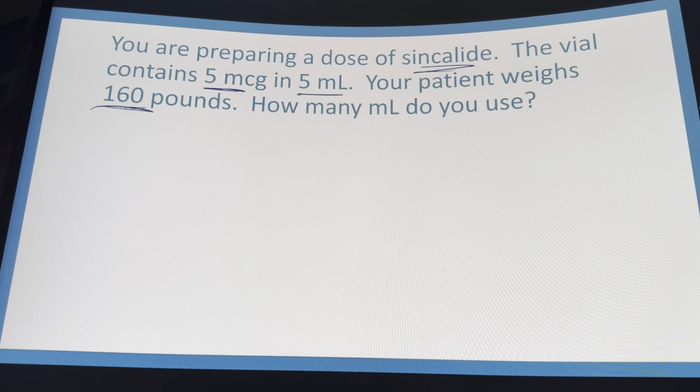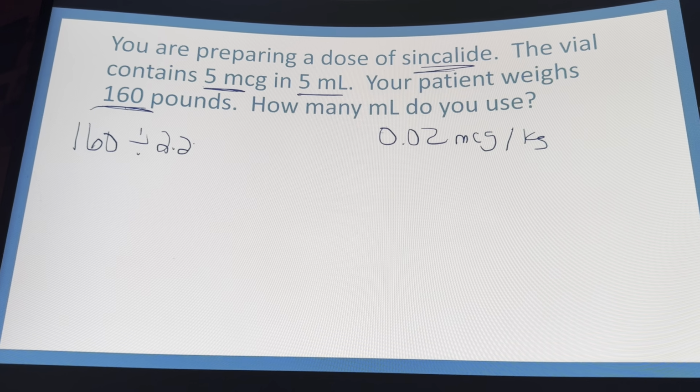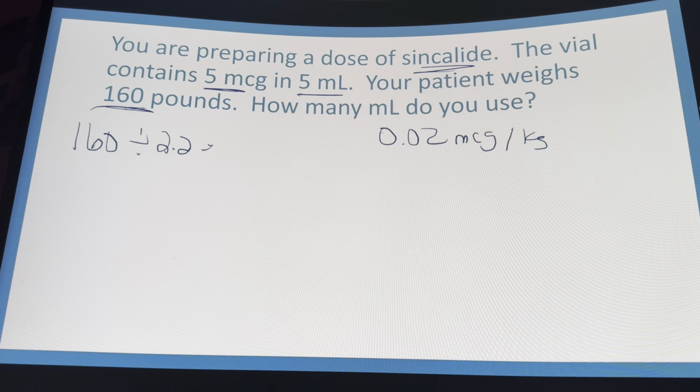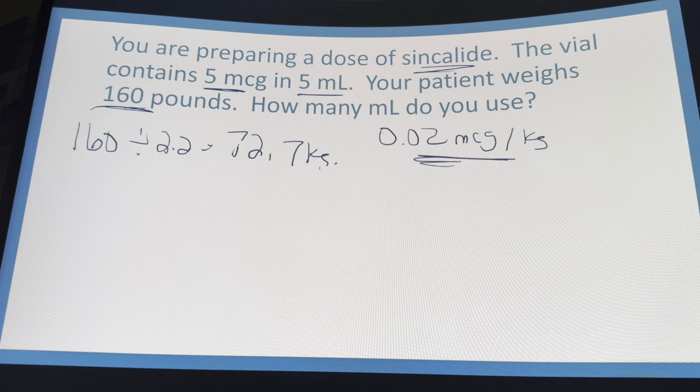Now, you have to know this conversion because you need to know how much we give our patient. What do we give for Synclide? CCK, 0.02 micrograms per kilogram. So, we're in pounds. I have to convert my pounds, 160 pounds divided by 2.2 to give me kilograms. That comes out to 72.7 kilograms.